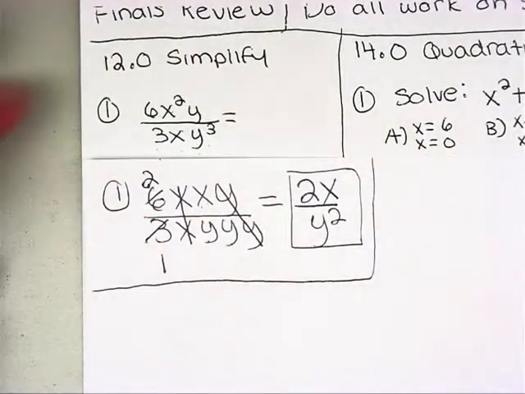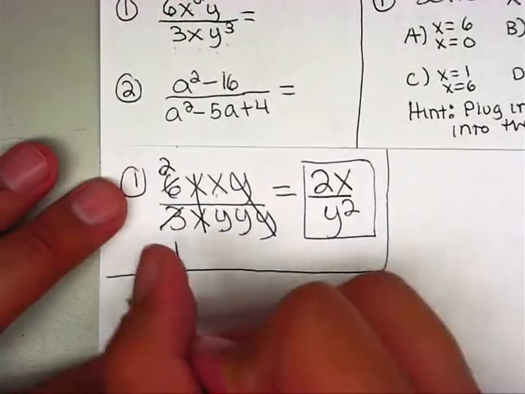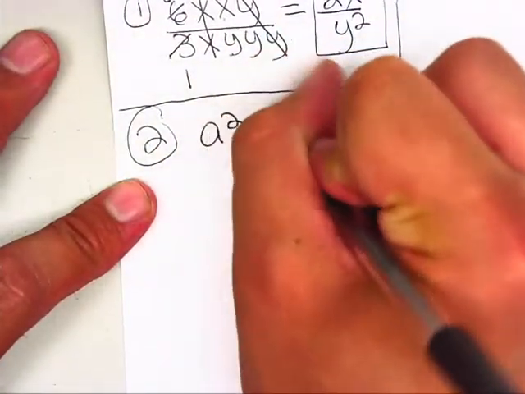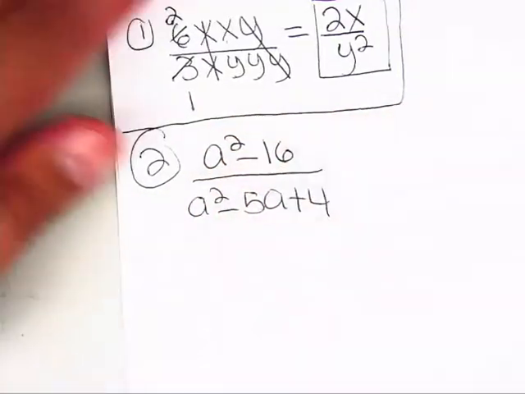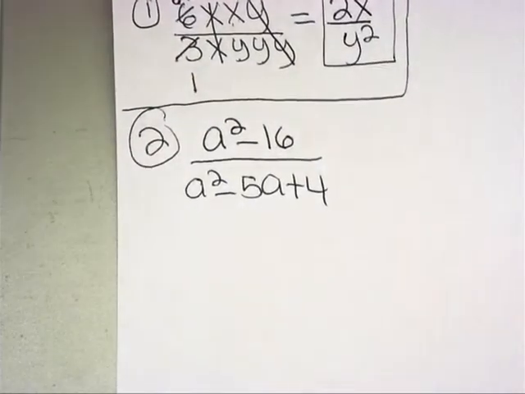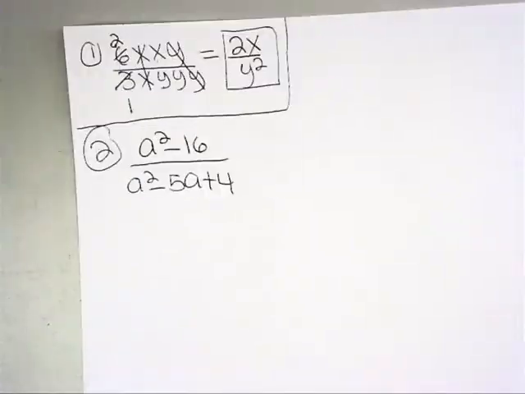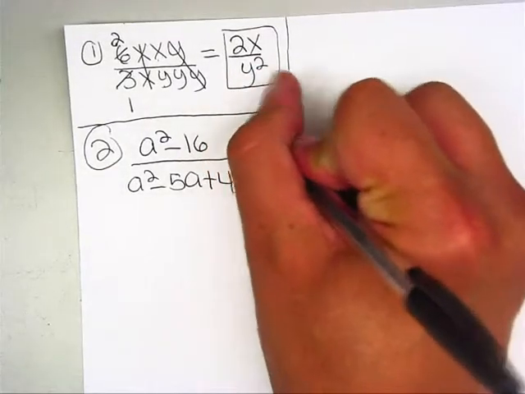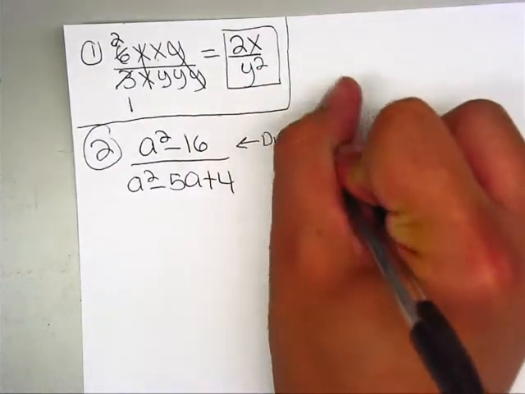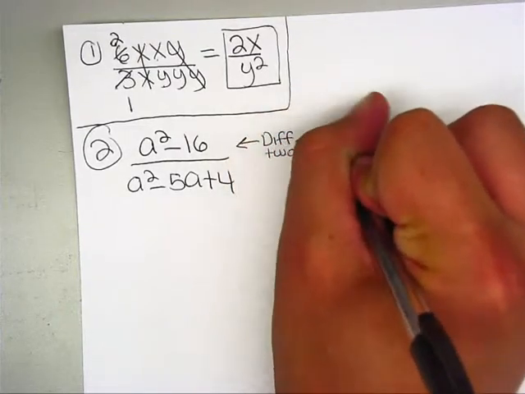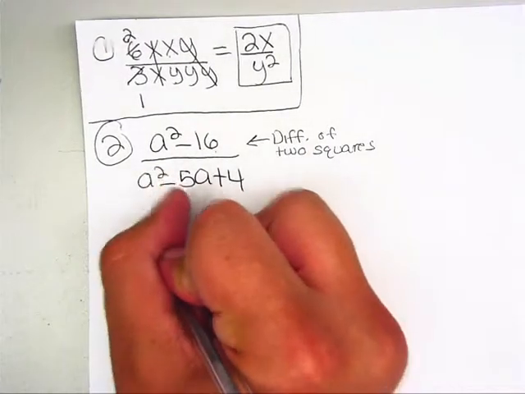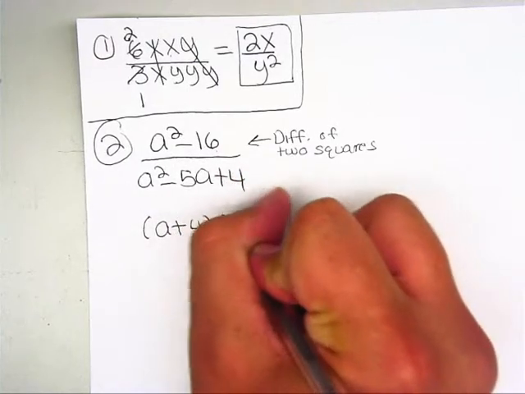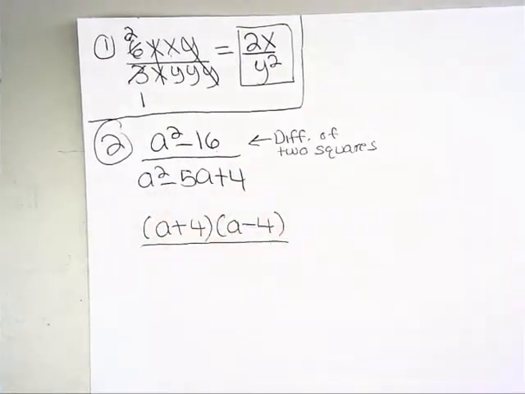Question 2. I'll do my work right here. Question 2 asks me to simplify a squared minus 16 over a squared minus 5a plus 4. The idea behind this problem is to factor. The way I factor this is the difference of two squares. Since I know that the square root of 16 is 4, the way that I do that is a plus 4 over a minus 4, over.